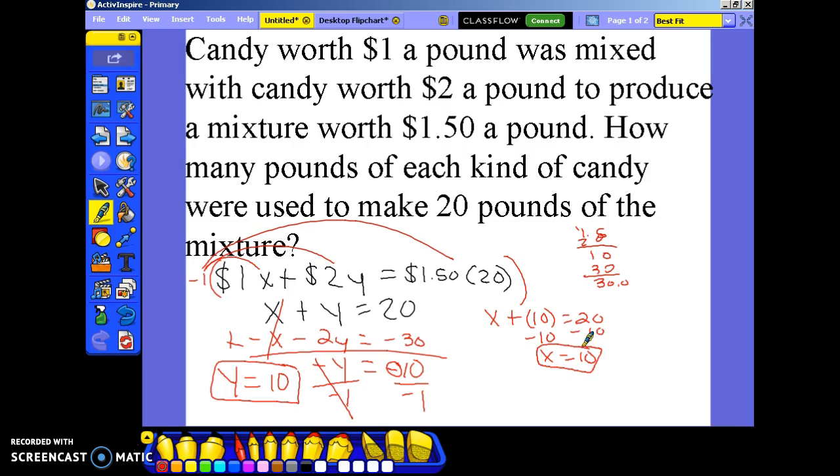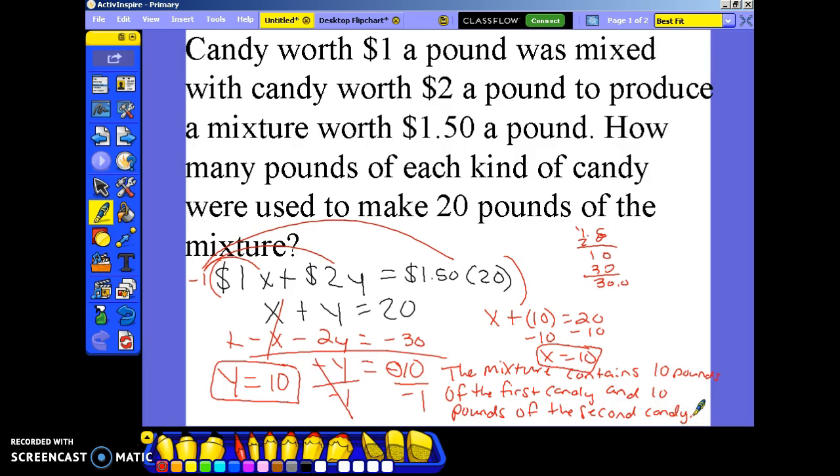When you're given a word problem, you need to answer using words. The mixture contains 10 pounds of the first candy and 10 pounds of the second candy.